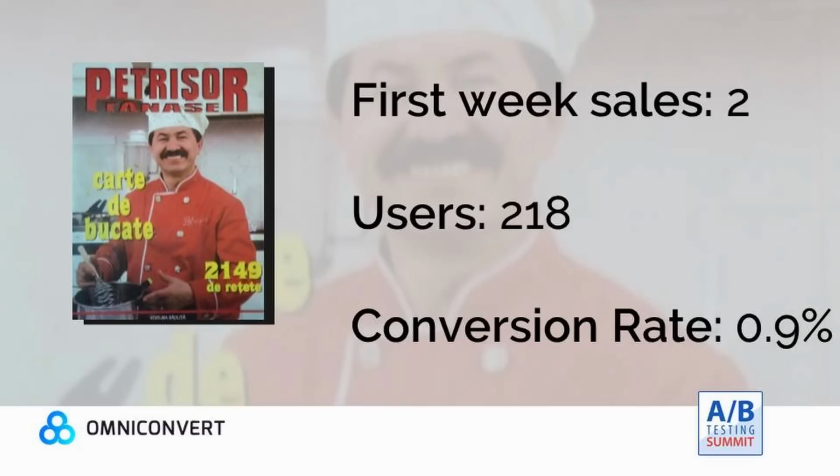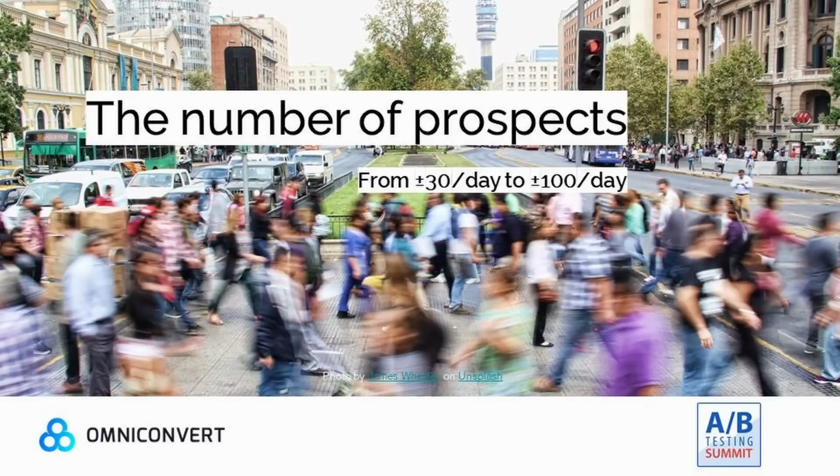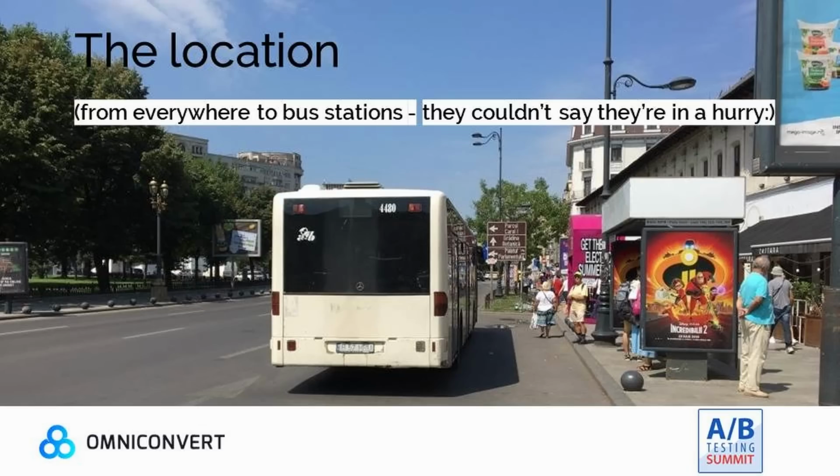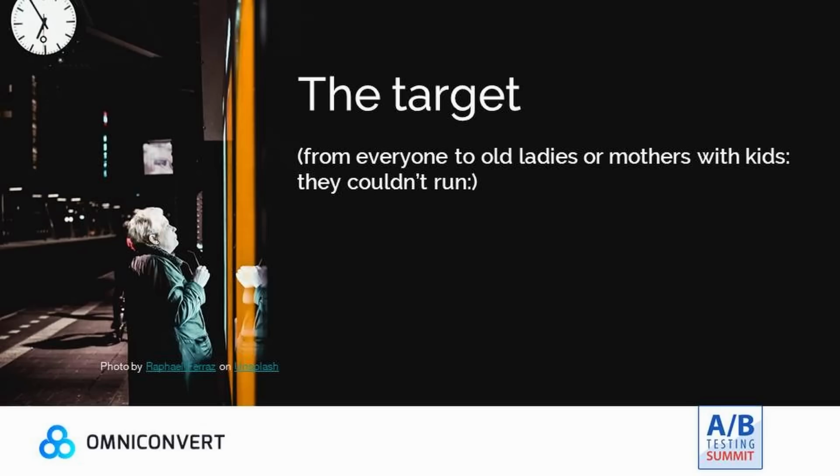After the first week, I noticed that I managed to sell only 2 cookbooks, even though I had asked a lot of people, 218 people, and the conversion rate was actually pretty good, 0.9%. But I decided to adjust the things I was doing. So I decided to change some aspects. The first thing I changed was, of course, the traffic, from 30 people a day to 100 people a day. The location, from everywhere on the street to the bus stations, because they couldn't say they were in a hurry anymore. And of course, I changed the target as well, from everyone to old ladies or mothers with kids, because they couldn't run anywhere from me.